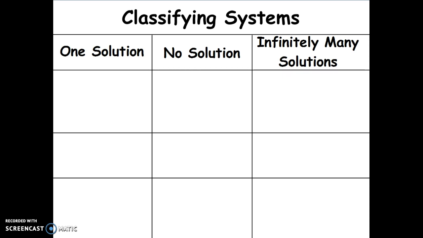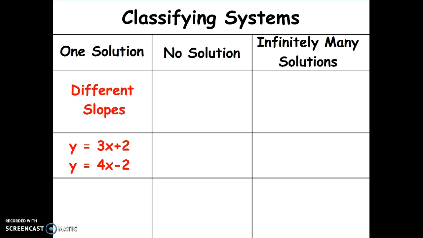Now that you've created your table, let's go ahead and fill in the table. We'll start with one solution. One solution is what we've been working with so far. For one solution, if you see different slopes, that means that the system only has one solution. And what that would look like is something like this.